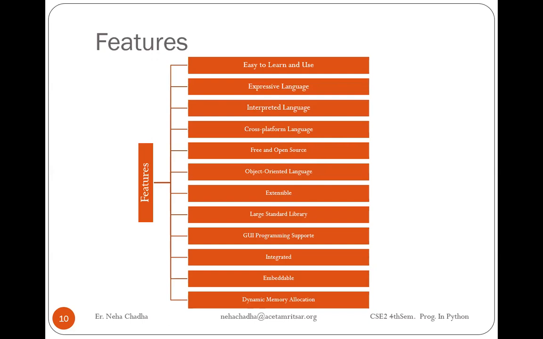We will study here the various flavors of Python. Then we will come to understand the word extensible. Then the last is the standard library. As I have already told you, it is very difficult to cram all the libraries because there are so many libraries or packages in Python. Then GUI programming support is there. We can design our plotting and game development, so GUI features are supported by Python. This is integrated. This is embeddable. That means it can be integrated with other languages. Dynamic memory allocation is there.